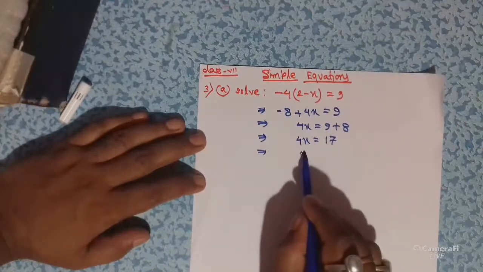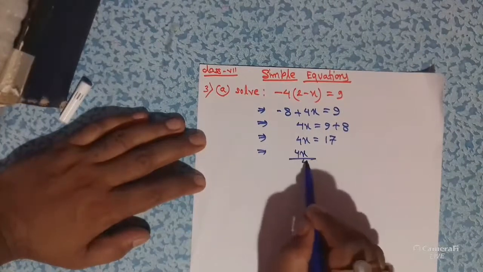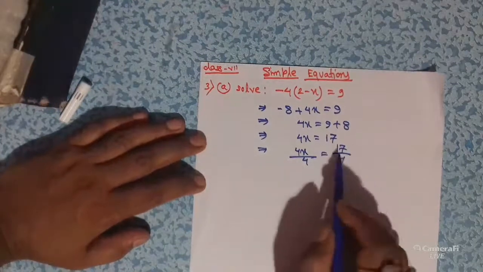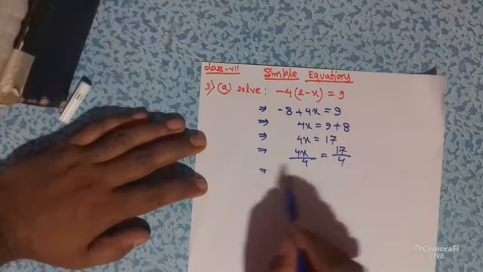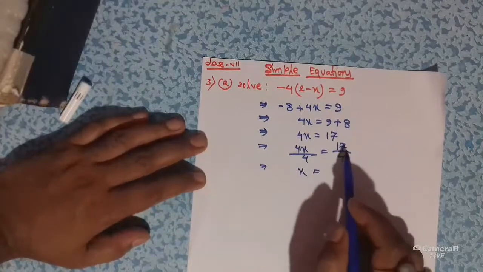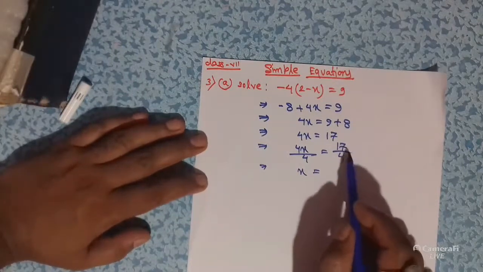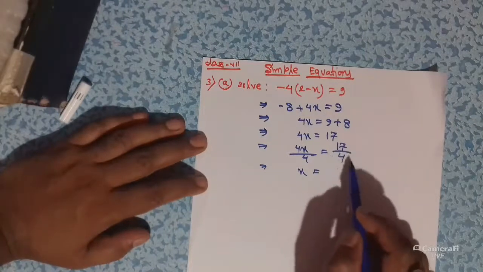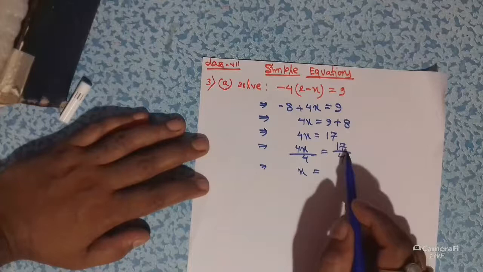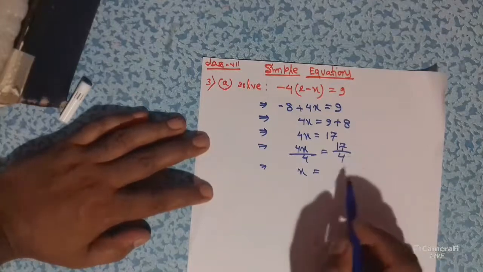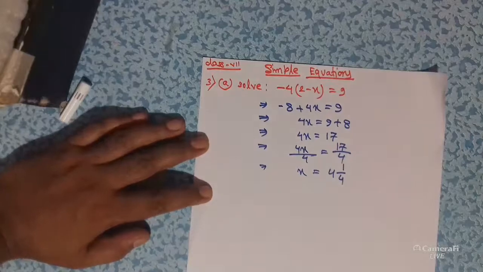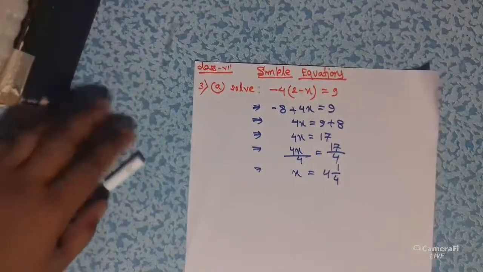So this implies 4x by 4 is equals to 17 by 4, because you have to divide both sides by 4 and it will be x is equals to 17 by 4. Here you cannot divide 17 and 4 by a common number, so you have to convert it into a mixed fraction because it is an improper fraction. So it should be 4 whole 1 by 4. Okay. So the value of x is 4 whole 1 by 4.